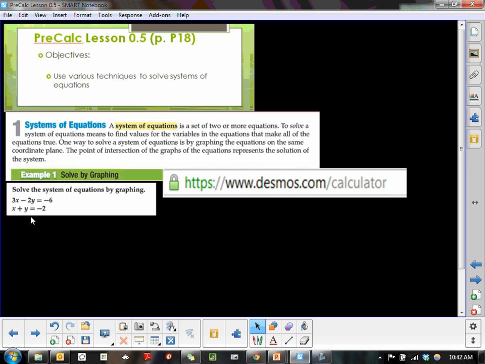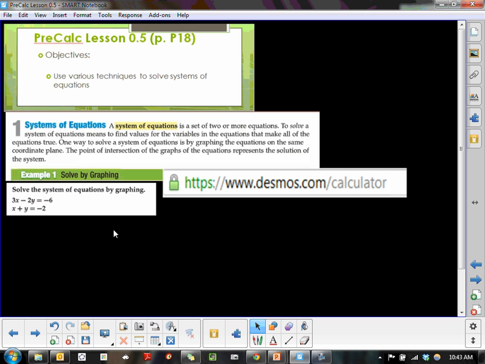And if you end up solving a system, then you have found the values for both x and y that will satisfy, or make true, each equation. So if I find the right values for x and y and multiply x times 3, subtract 2 times y, it'll give me negative 6. And if I add those same two values together, it'll give me a negative 2. And one way to do this is by graphing.